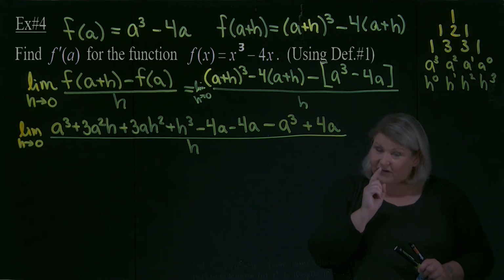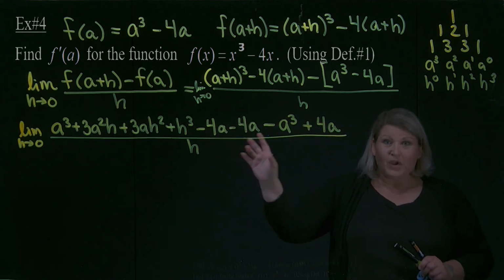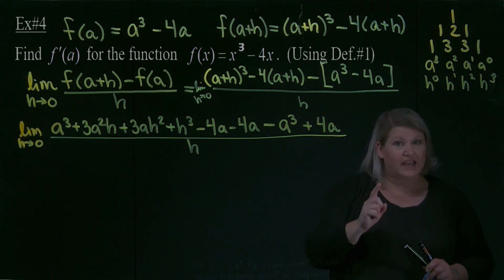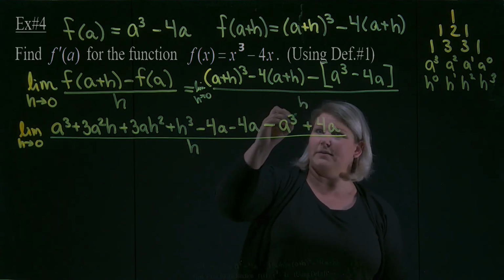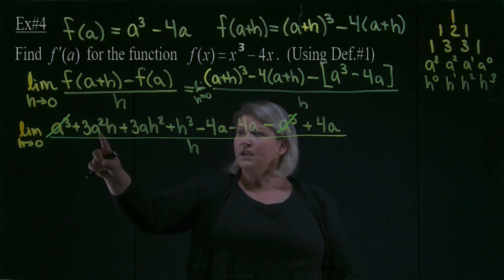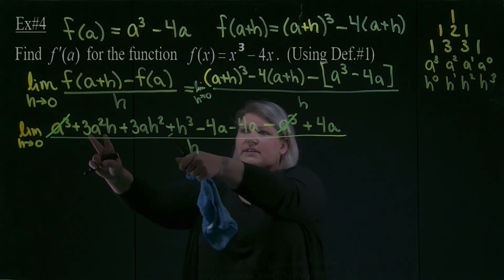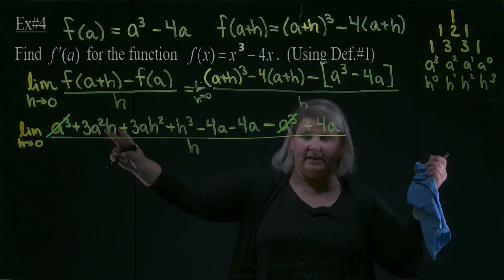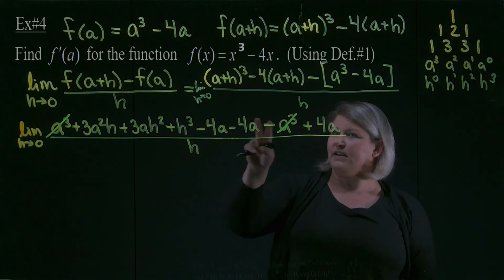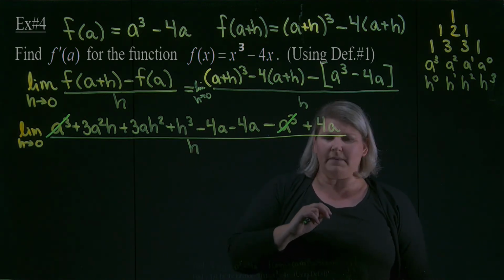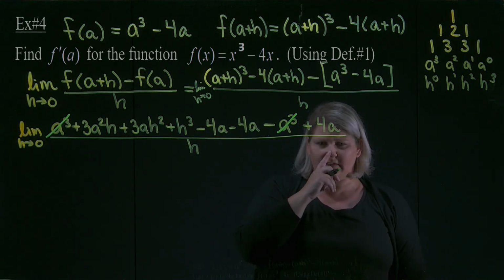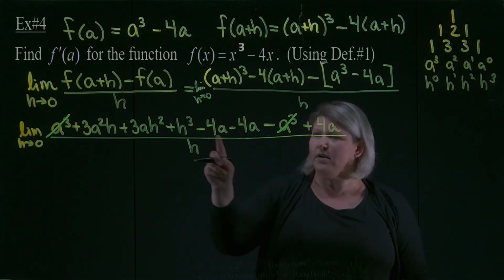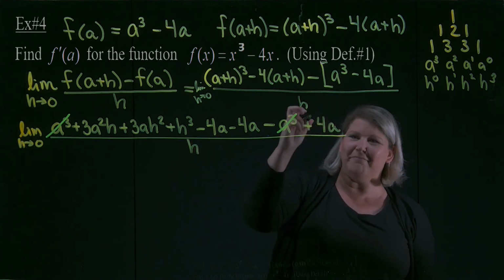Hopefully, when we simplify it, everything without an h will cancel. So let's take a peek. All right, I've got a cubed minus a cubed. Bam, cancel. This has an h, so I just look to see if I can combine it with anybody else. I can't. This has an h. Look to see if I can combine it. I can't. Now, I've got minus 4a and plus 4a.